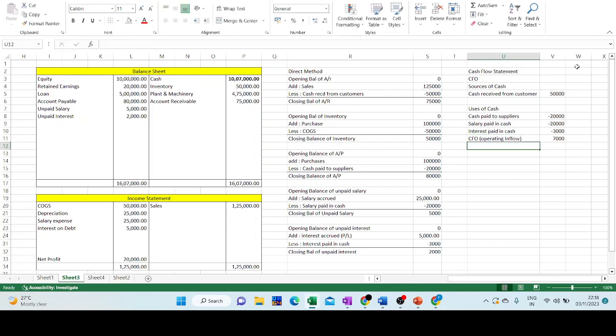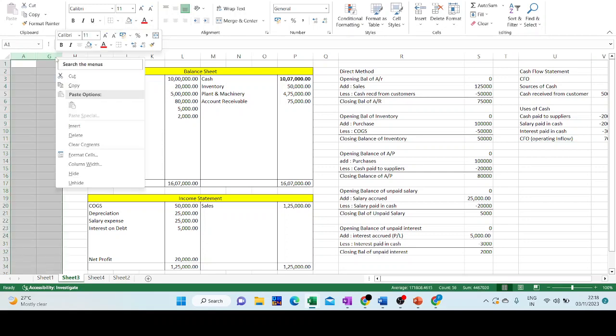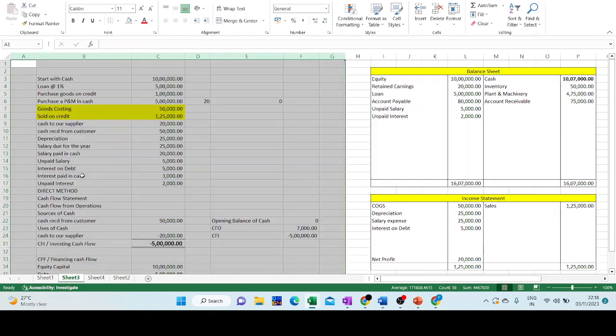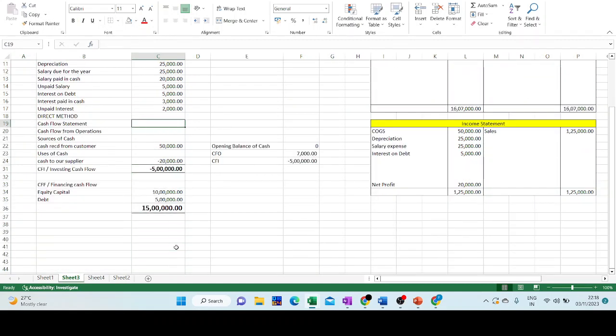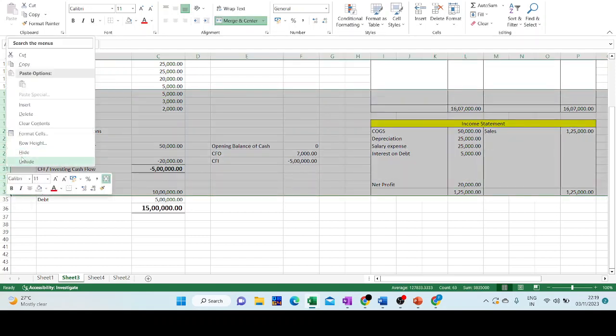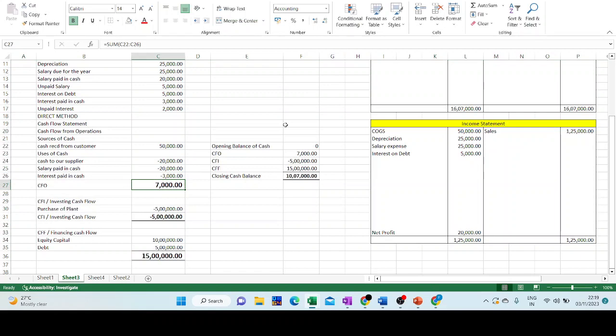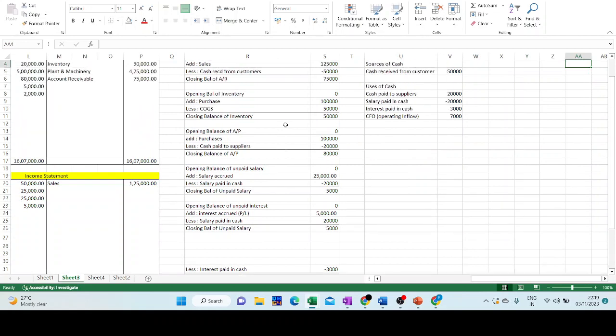Okay, guys, are we good? This was our CFO, which we had calculated after looking at all these transactions. Right, guys? My CFO was how much? Yes, so my CFO was 7,000, guys, here. So I've unhidden everything. My CFO is the same figure, right? I've still got the same figure. Okay.